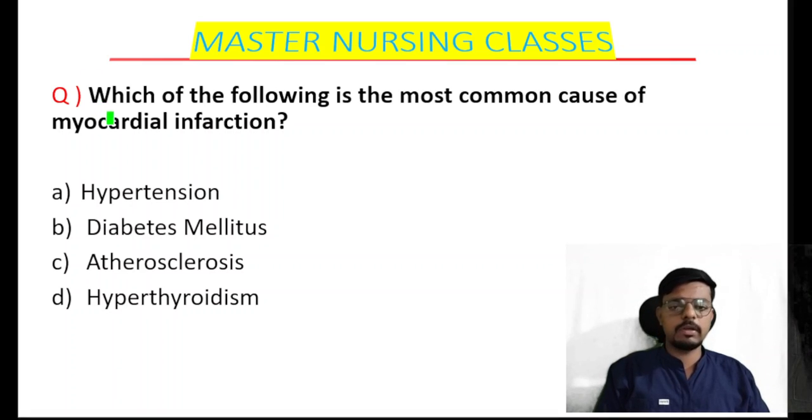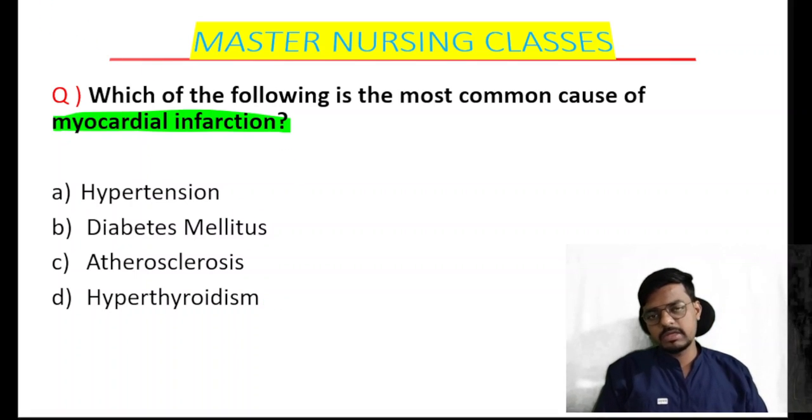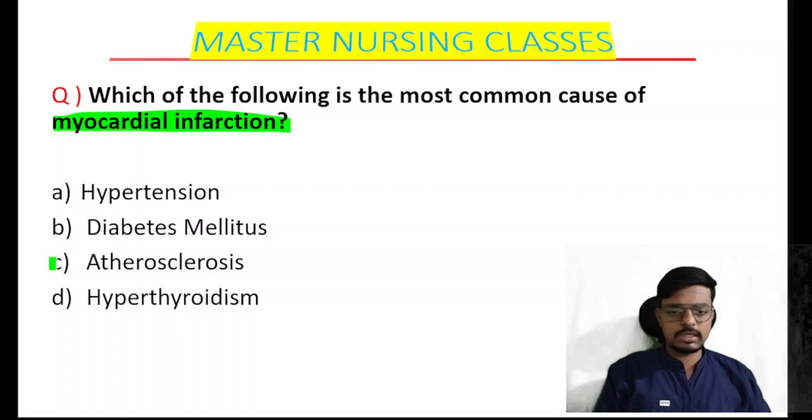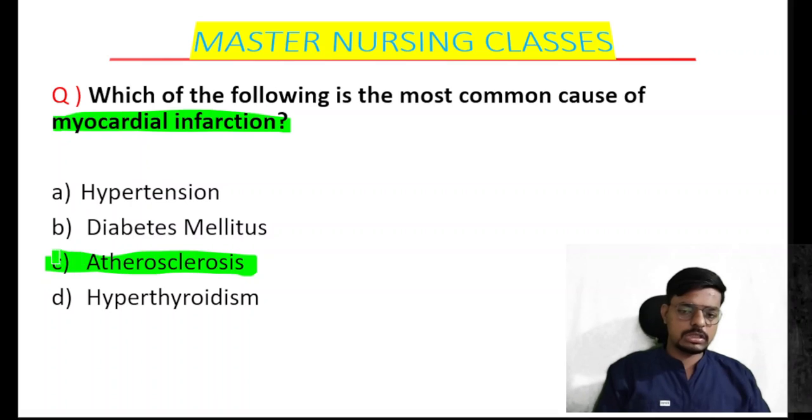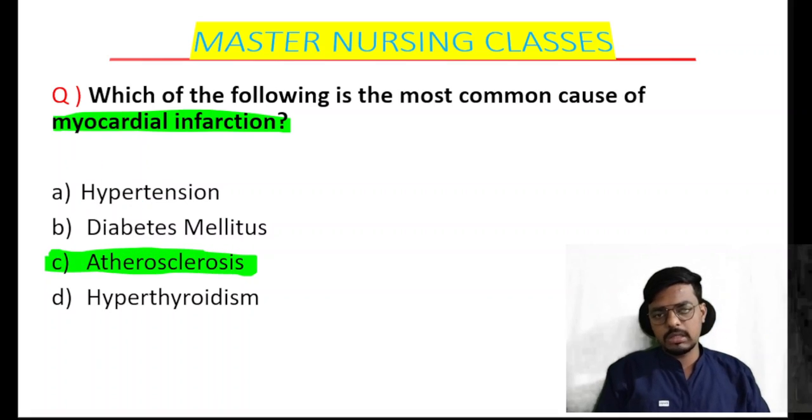Let's read the question carefully. Which of the following is the most common cause of myocardial infarction? Myocardial infarction का most common cause क्या है? Option A is hypertension, option B is diabetes mellitus, option C is atherosclerosis, and option D is hyperthyroidism. Students, what is the most common cause of myocardial infarction? Yes, all of you have given the correct answer. Atherosclerosis is the most common cause of myocardial infarction.